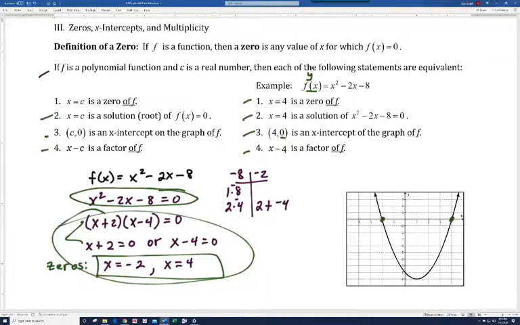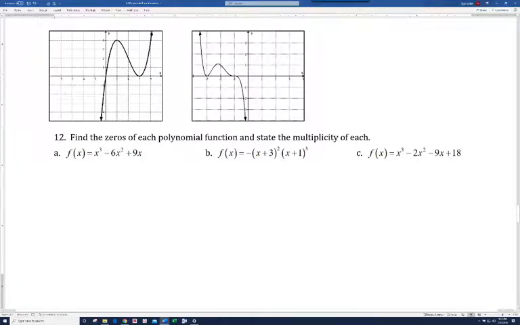All right, so let's go ahead and see how this works as we do some problems where we have to find zeros. All right, so it says find the zeros of each polynomial function and state the multiplicity of each. Now, on letter A, if I want to find the zeros, I'm going to need to factor this thing. But first I need to set the polynomial equal to 0. And you can see that all of our terms have a common factor of x, and so we're going to factor out an x. It's basically just doing the distributive property backwards. In fact, you could do the distributive property here to check yourself, and you'd get back to where you started.